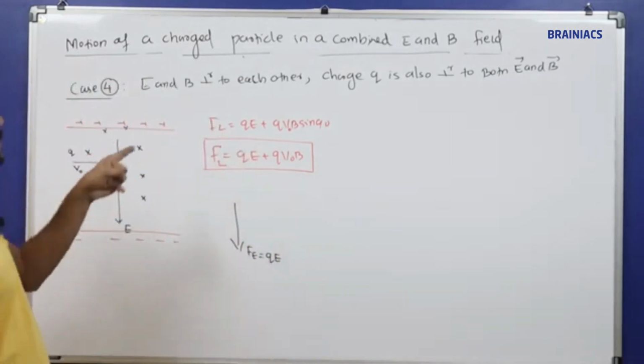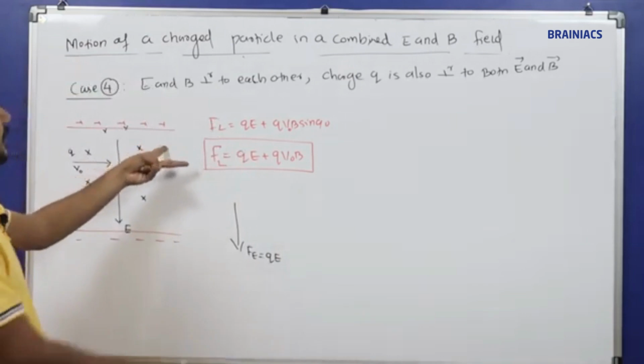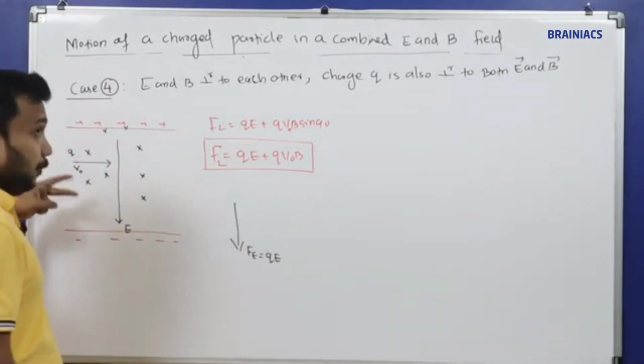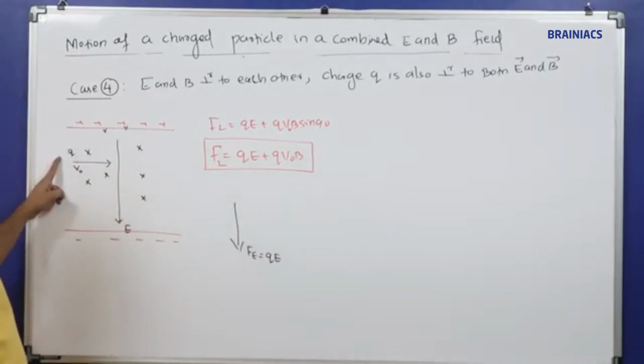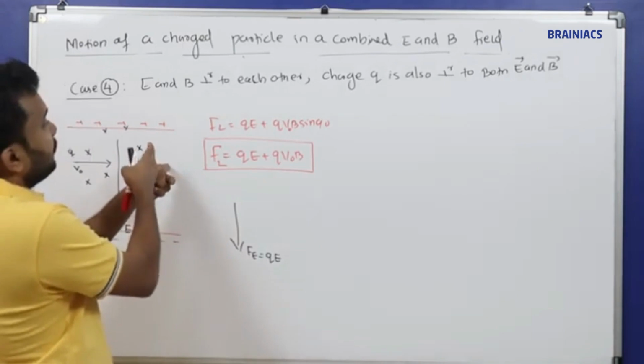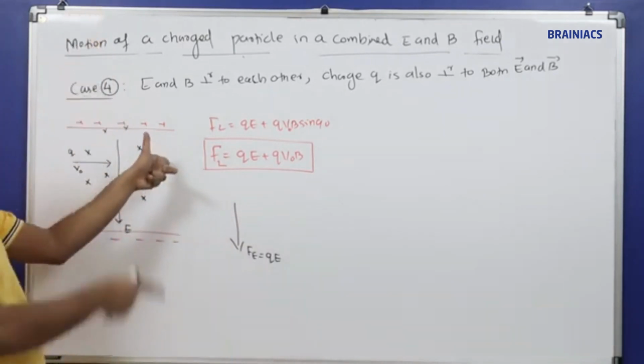So my forefinger is into the board, and the middle finger means the positively charged particle's motion. This is plus Q and it is moving in this direction. So like this. What is the direction of my magnetic force? Magnetic force is going upward.